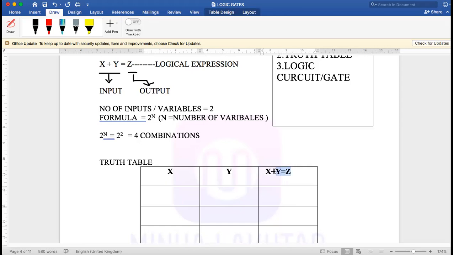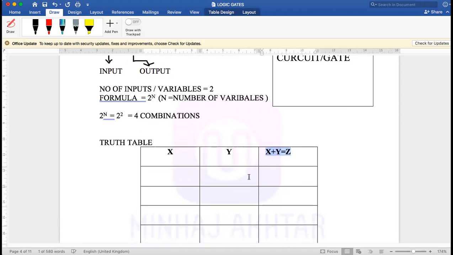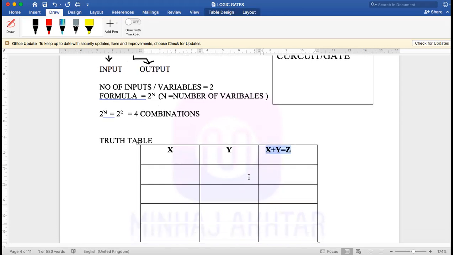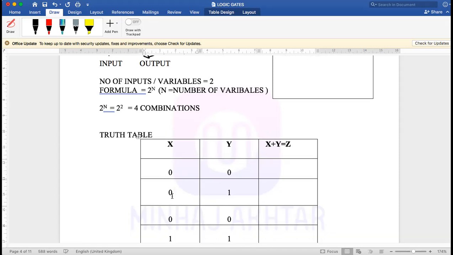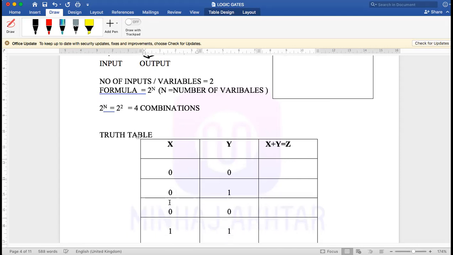So this is the output, as I told you. So what is the input? Which column is input? The first 2. The first one is the first input. So from the first input, we are going to feed the values. Tell me the values. 0, 1, 0, 1. Yes. Next value. 0, 0, 1, 1. Yes. Great. In this way, you are going to write down the values.